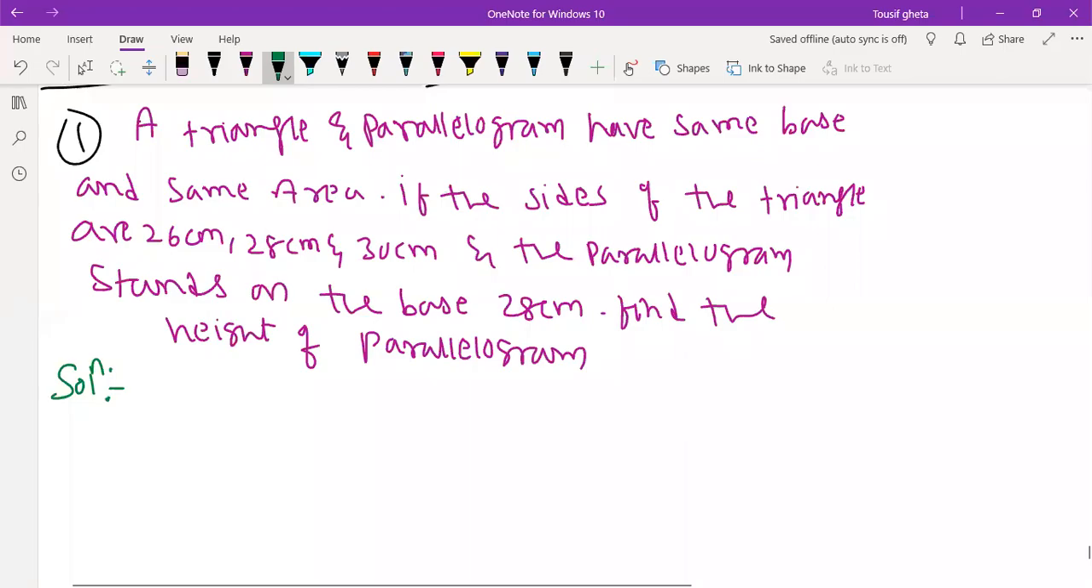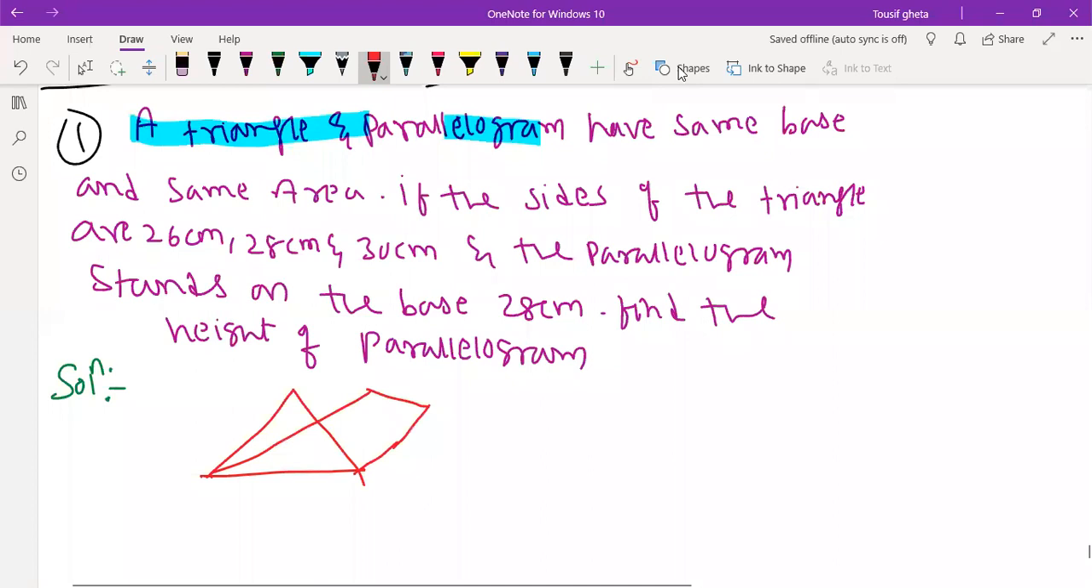See, a triangle and a parallelogram. They are standing on the same base and they are having the same area. So you can say this is the triangle, for example, right? And this is the parallelogram, right? This is the triangle and this one is the parallelogram. Something like that, the picture will come.